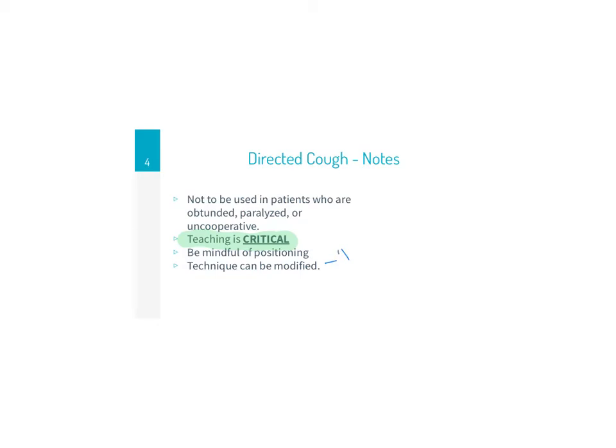So depending on the disease or operation, we can modify it. Neuromuscular disease might require some other adjuncts that we can use with them. So, teaching an effective cough. So we're going to say teaching here.